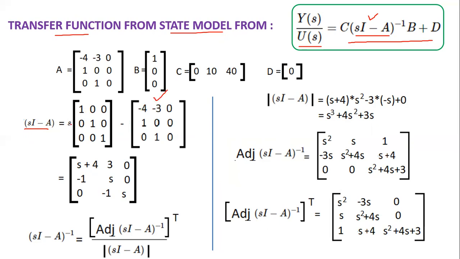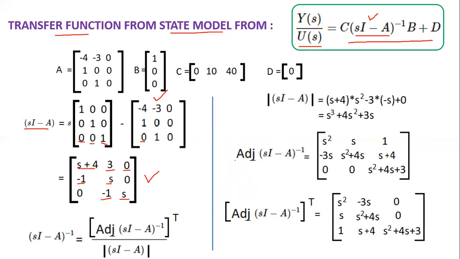Now if we simplify this one, here s into 1, s minus into minus plus, so s plus 4. And next, here it is 0, minus into minus 3 plus 3. And next 0, 0. And next 0, minus 1, so minus 1, s, 0, so directly s. And next 0, 0, 0. And next element also 0, here also 0. And next here it is 0, here it is minus 1. And here s into 1, s, and here it is 0, so s. So this is the sI minus A matrix.